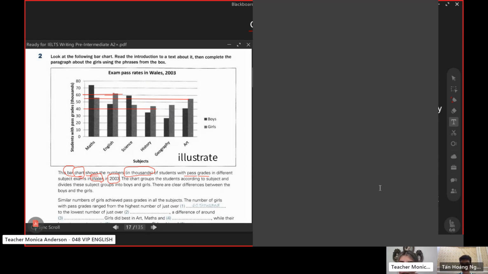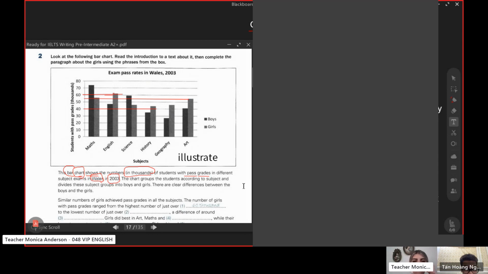The bar chart above illustrates the numbers, in thousands, of students doing well in different examinations in Wales in 2000. Okay, so we have something here.